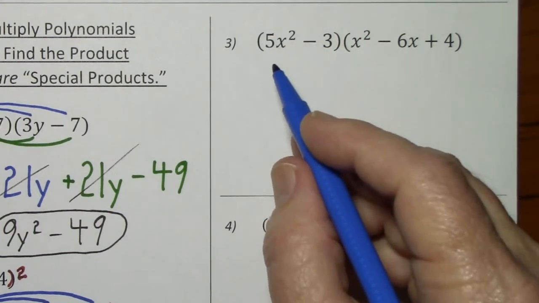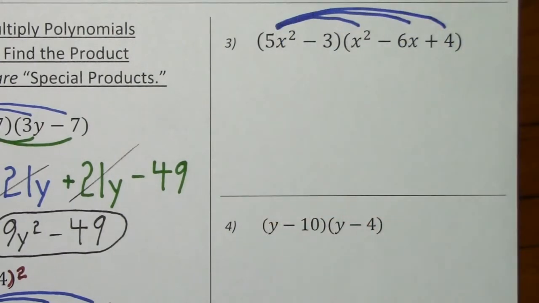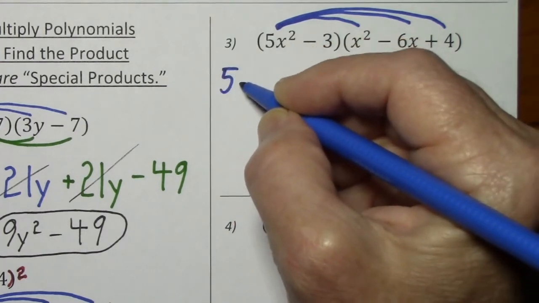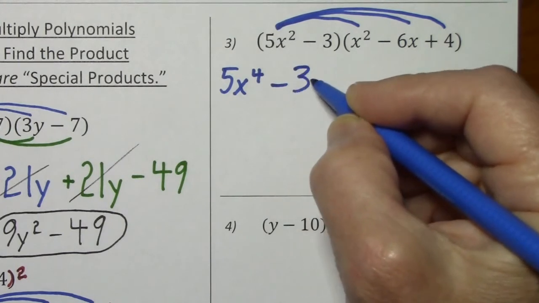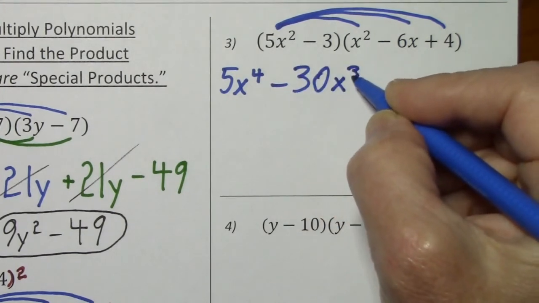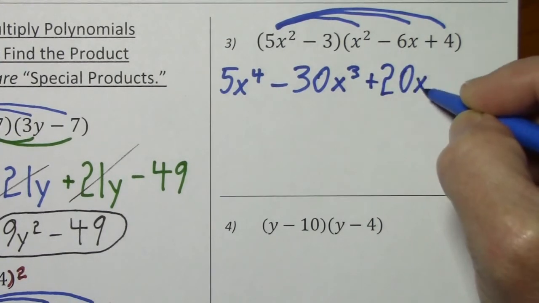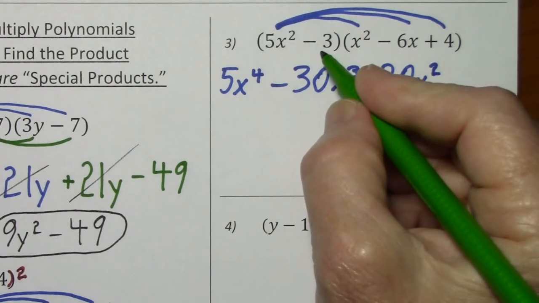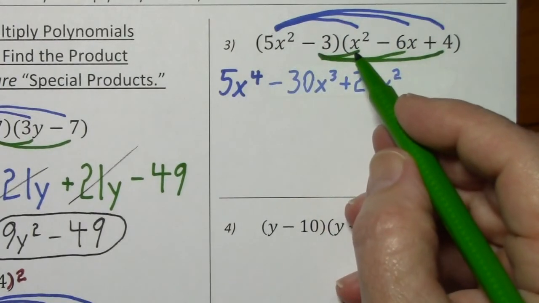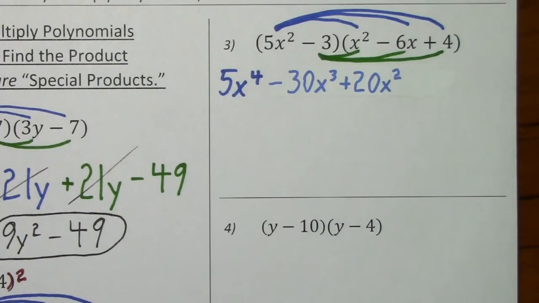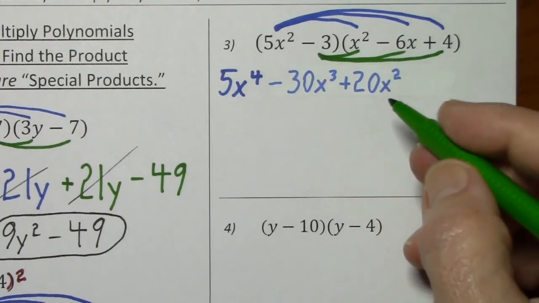Looking at number 3, we have to distribute each of these terms to each of these. So 5x squared. This gives us, and then now distributing the negative 3 to each term. So negative 3 times 1x squared is going to be negative 3x squared. Notice for the x squared terms, I'm going to line it up here. Remember, I prefer to stack like terms, at least on the longer problems.